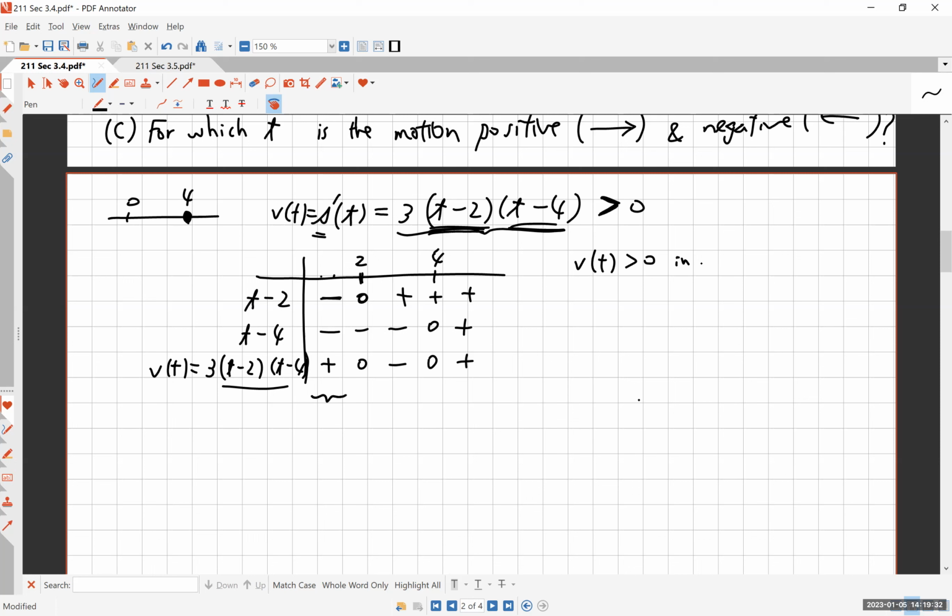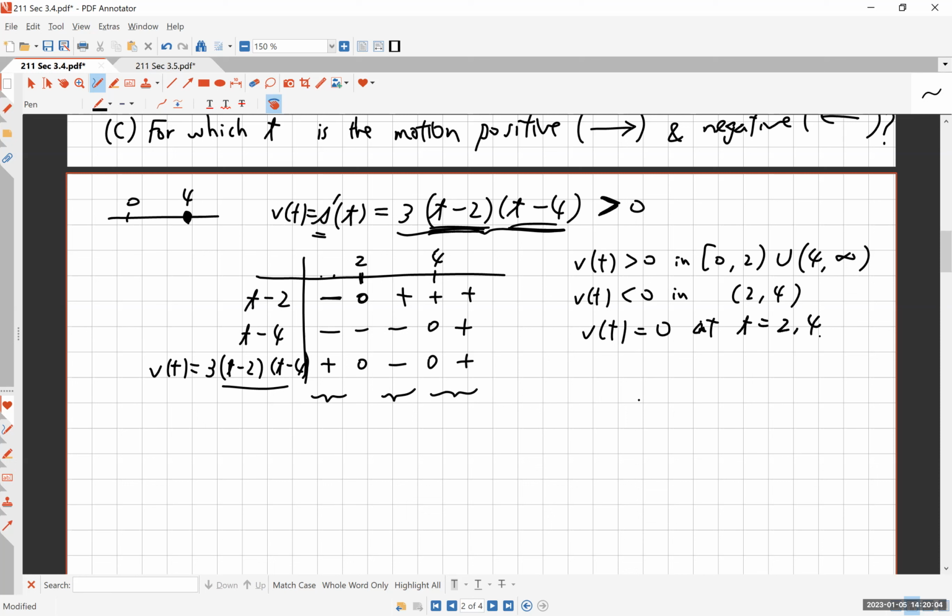And where? Right here? Well, it starts at 0, and then 2, and then from 4 to infinity, not including 4, because at 4 the velocity is 0. It's negative only in this part between 2 and 4, the open interval, not including 2 or 4. And the velocity is, of course, exactly 0 at 2 and 4.